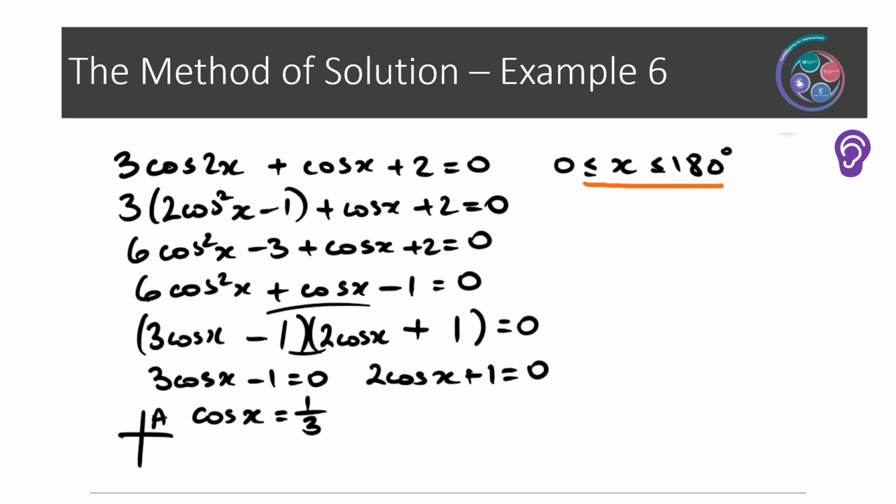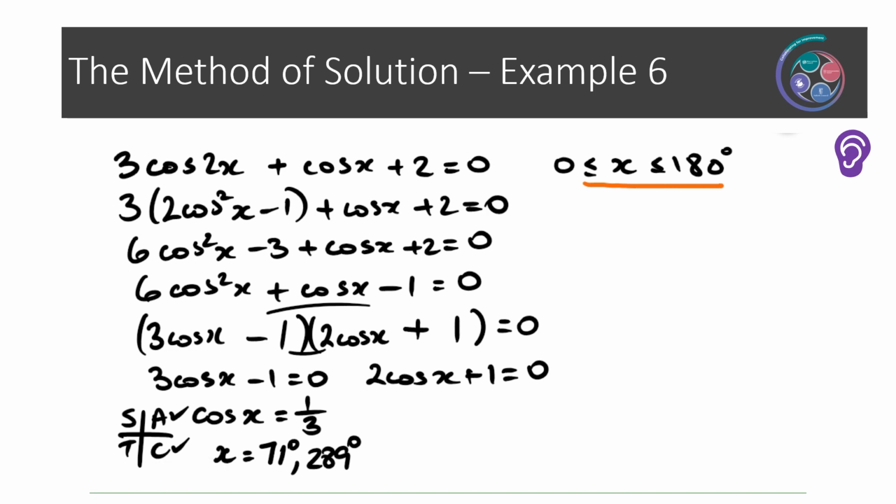From our CAST diagram, we're looking for cos being a positive number, so that's the A in the C box. From your calculator, when does cos equal 1/3? 71 degrees. The other one, 360 minus that, 289.